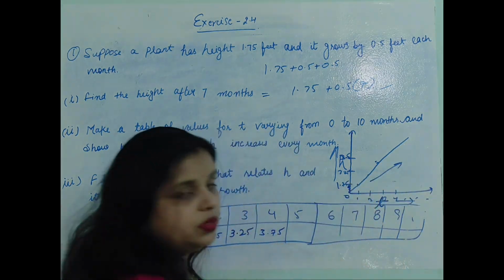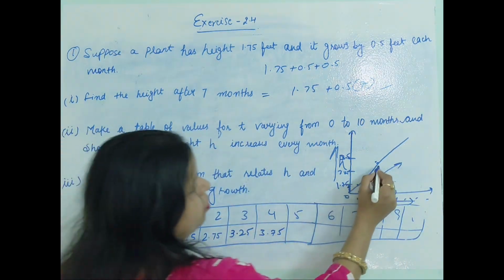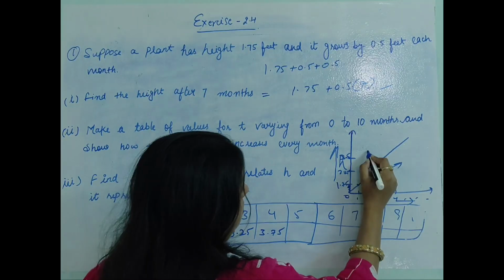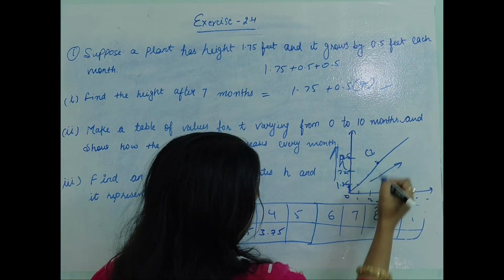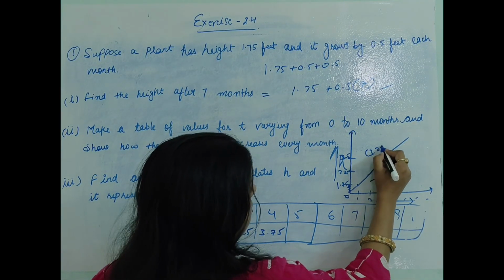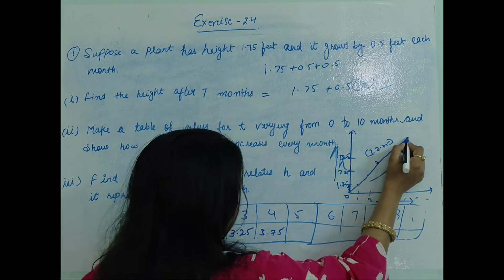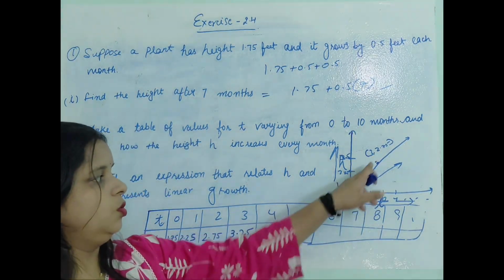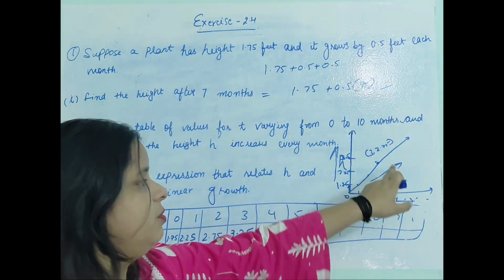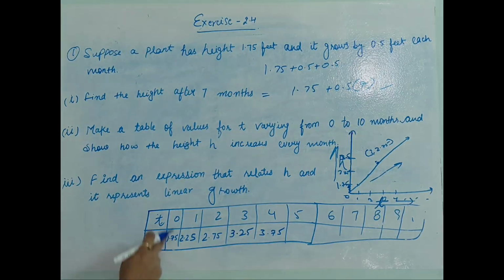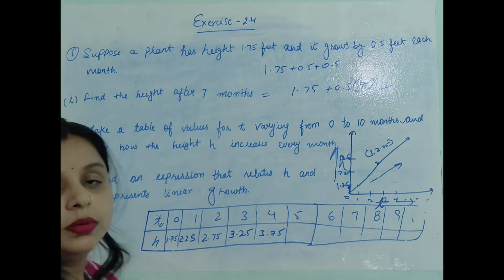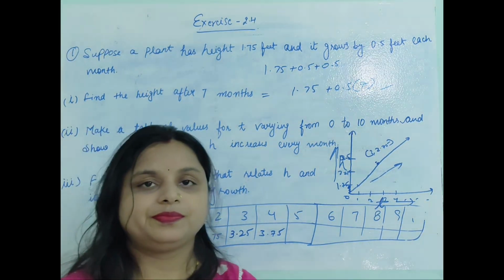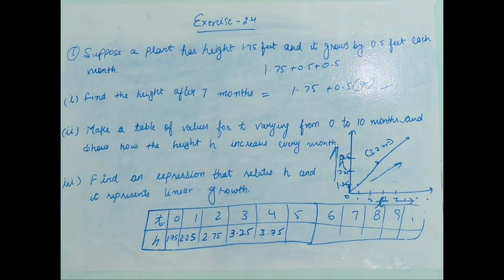And always remember, while making a graph you have to write the coordinates here. So like it will be 3, 3.25, 2.75, otherwise you will lose your marks. So you have to write every coordinate which you have put here. So I hope this is clear to all of you. Thank you.